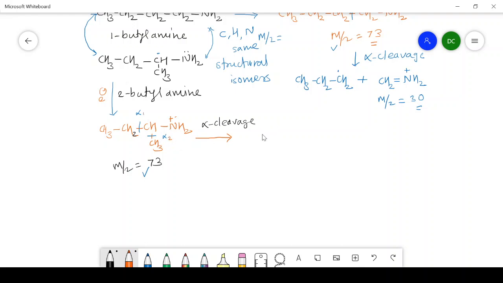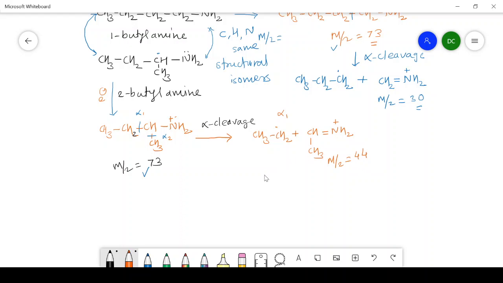So, first of all, according to the alpha 1 cleavage, or breaking of this bond, we get a CH3CH2 radical plus, as this bond is going to break, the CH=NH2 positive charge, and here there is a CH3. This is the first iminium ion having m/z value, here it is found to be 44.